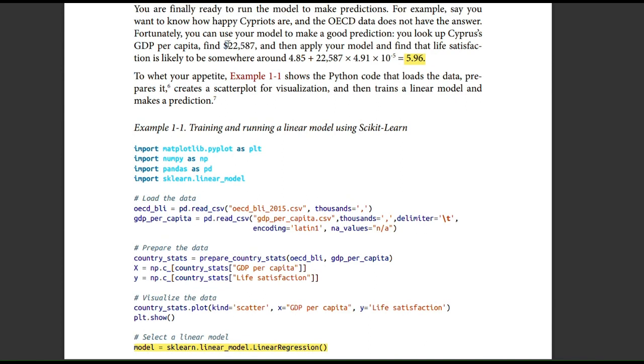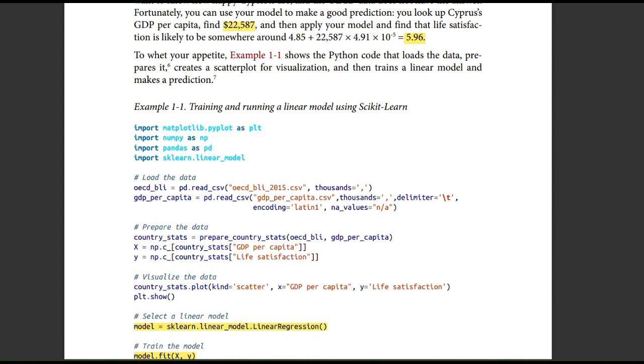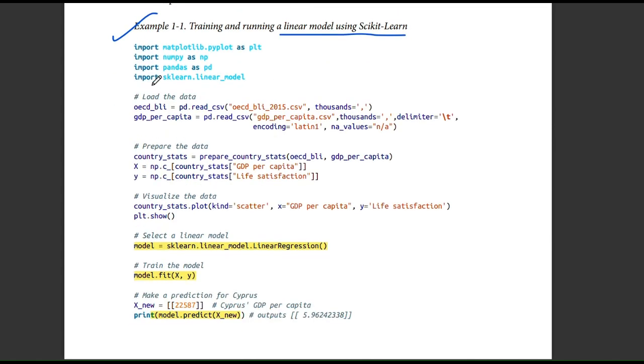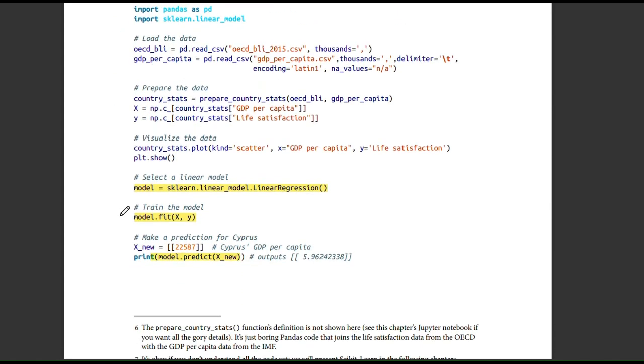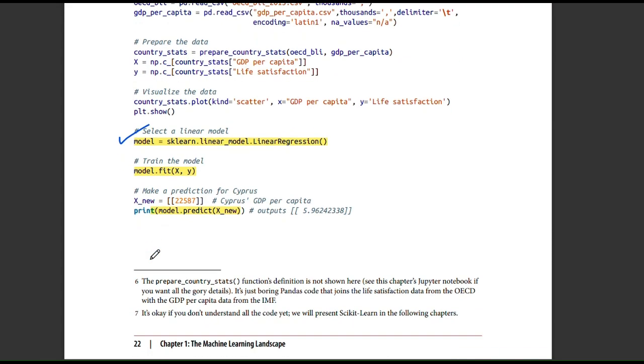For example, say you want to know how happy people are in a particular country. For a particular country and a particular GDP, you're able to get the life satisfaction. So for a GDP of $22,587, you have a life satisfaction of around 5.96.